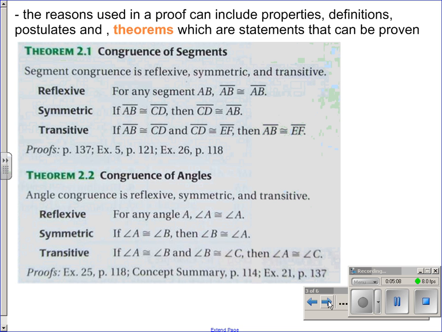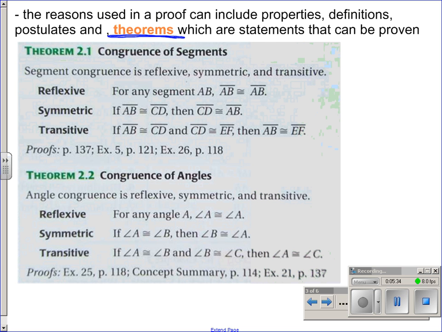So like I said earlier, the reasons used in a proof are properties, definitions, postulates, things that we know are true. New term, theorems. Theorems are statements that can be proven. A postulate was just something we accepted as true. We don't need to prove it. It's a common sense kind of thing. A theorem, you can prove it. So you can just go through an argument that says, here's why it is true.